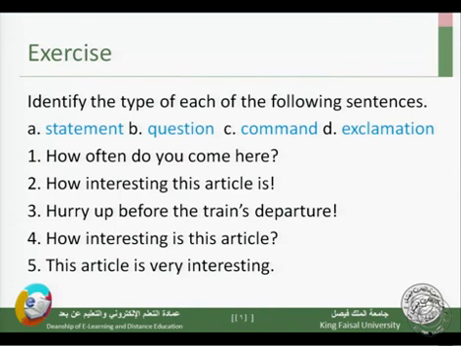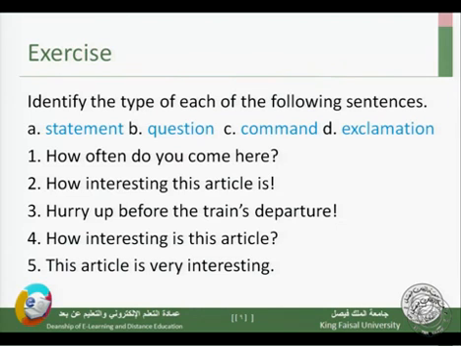The speaker is asking us a question. He wants the listener to tell him about this article. Is it interesting or not? So number 4 is, of course, a question, compared to number 2, which is an exclamation. So number 2 is an exclamation, D, and number 4 is a question, B.